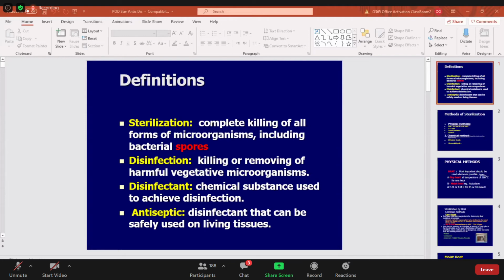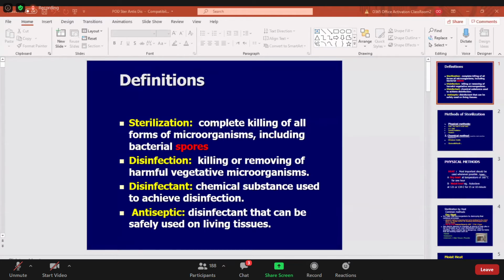Now, at the end, we will go through the Spaulding Classification. They classify materials into critical, semi-critical, and non-critical. So it depends on how it is used.